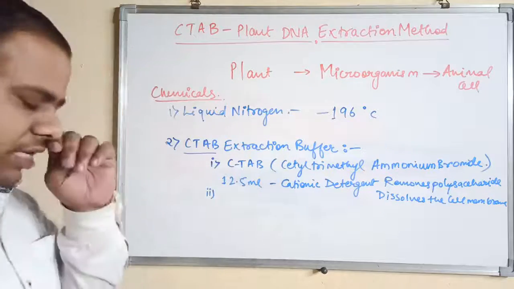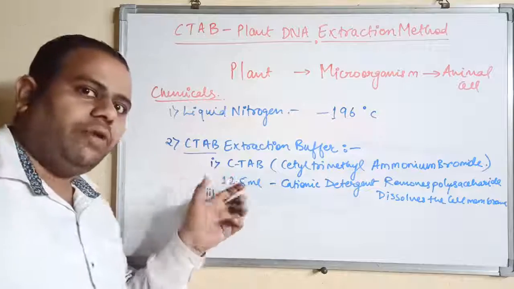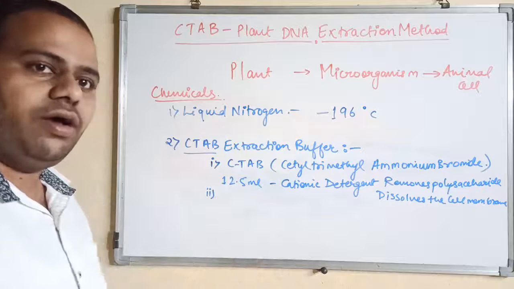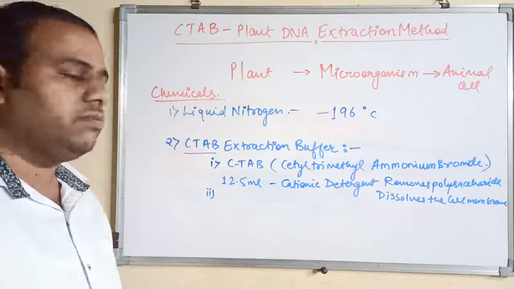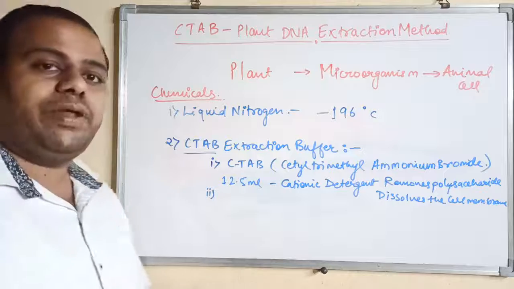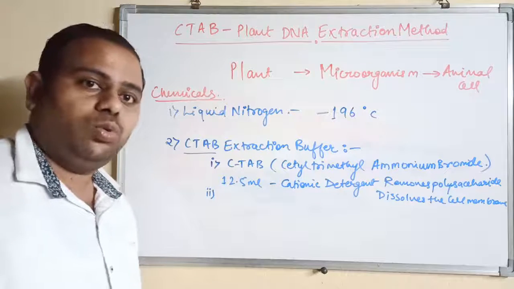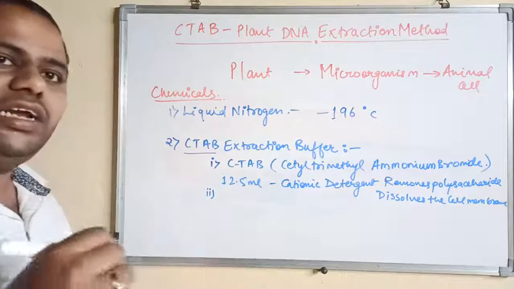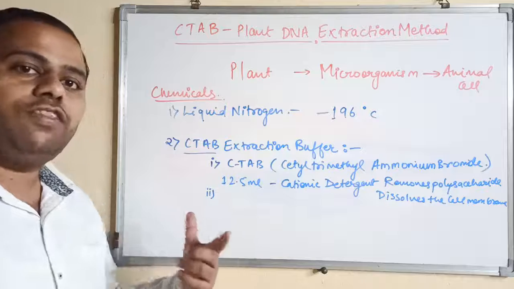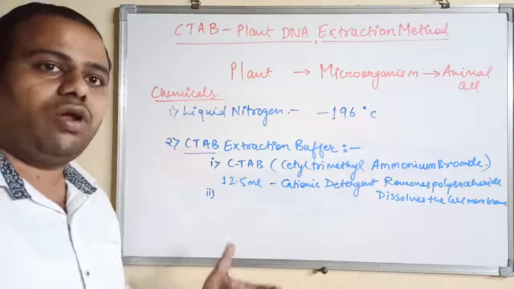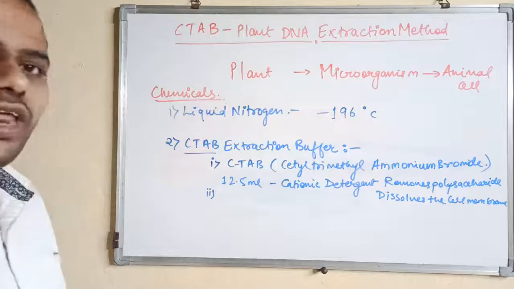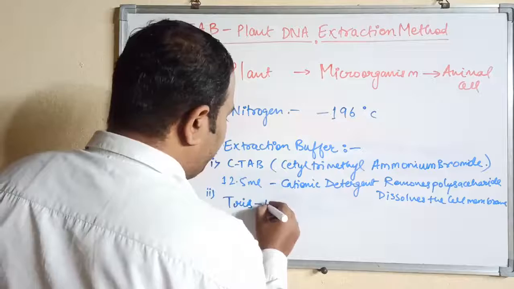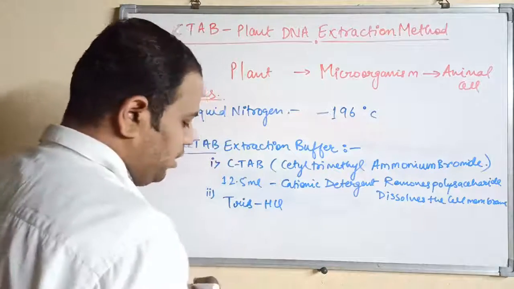The next chemical that is used here: see what happens when CTAB dissolves the cell membrane and removes the polysaccharide, all the content of the cellular material or cytoplasm is exposed. There is DNA also, so we don't want our DNA to get sheared or destroyed. In order to maintain the DNA in its native structure, maintenance of the pH of the solution in which the cell is lysed is very important. So for maintenance of pH we are using the next chemical, that is tris HCl.